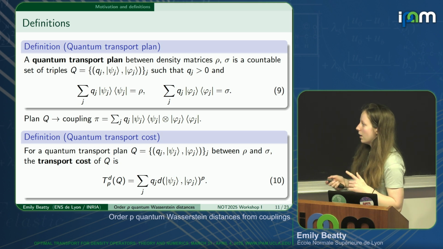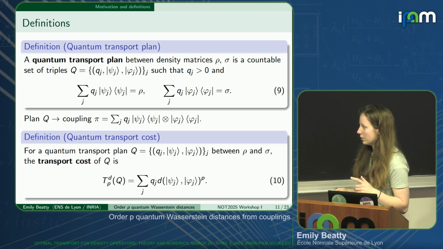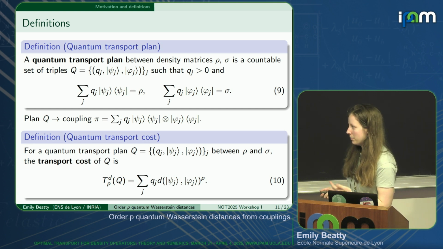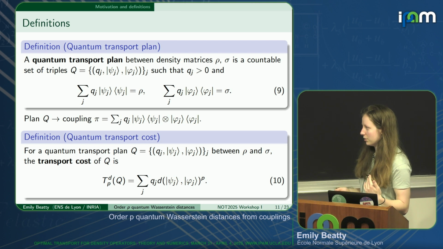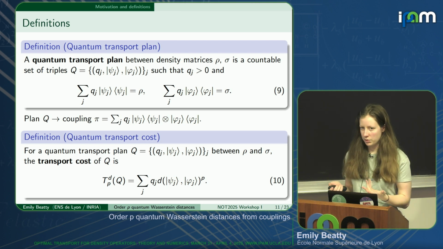And so from there, we can very straightforwardly define the transport cost of a transport plan, which is literally according to the cost function that we put on, which is going to be d to the power p: the cost of transporting the mass of rho onto the mass of sigma according to the instructions given by Q with respect to this distance.